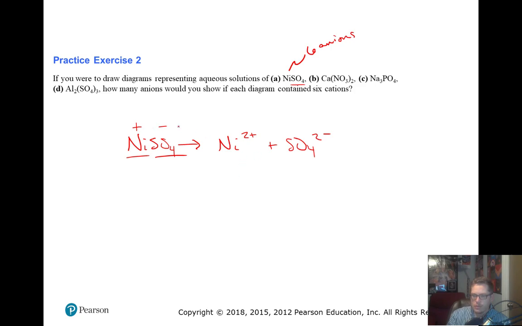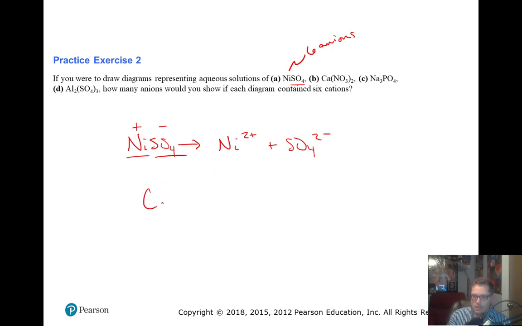All right, we could do stoichiometry. Let's see how many anions contain 6 cations. So I could say 6 nickels gives me, in a 1-to-1 ratio, sulfate. Okay, let's try the next one here.